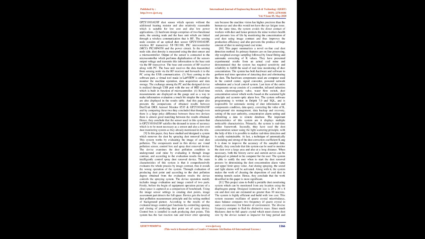Through evaluation of the dust producing point and according to the dust pollution degree obtained from the evaluation results, the device controls the spraying system. The device operation mainly includes 2 parts: image evaluation and image control. Firstly, before the equipment begins operation, a picture of a clean space is captured as a comparison benchmark. Using the image sensor settings in creating dust points, the image assessment part detects the full space. The device gets the level of dust pollution through the measurement principle and the setting method of the background picture. According to the results of the evaluated image, the control part functions by controlling opening and closing of the spray device set at the dust producing point. Control boxes are installed at each dust producing point.